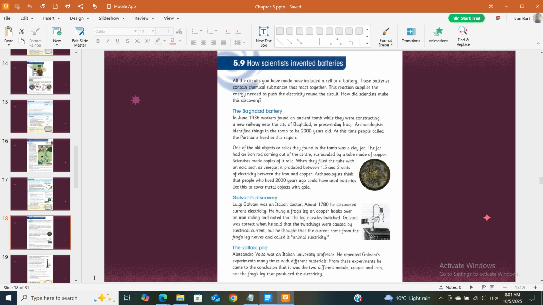Scientists made copies of this relic. When they filled the tube with an acid such as vinegar, it produced between 1.5 and 2 volts of electricity between the iron and copper. Archaeologists think that people who lived 2,000 years ago could have used batteries like this to cover metal objects with gold. Galvani's discovery. Luigi Galvani was an Italian doctor.